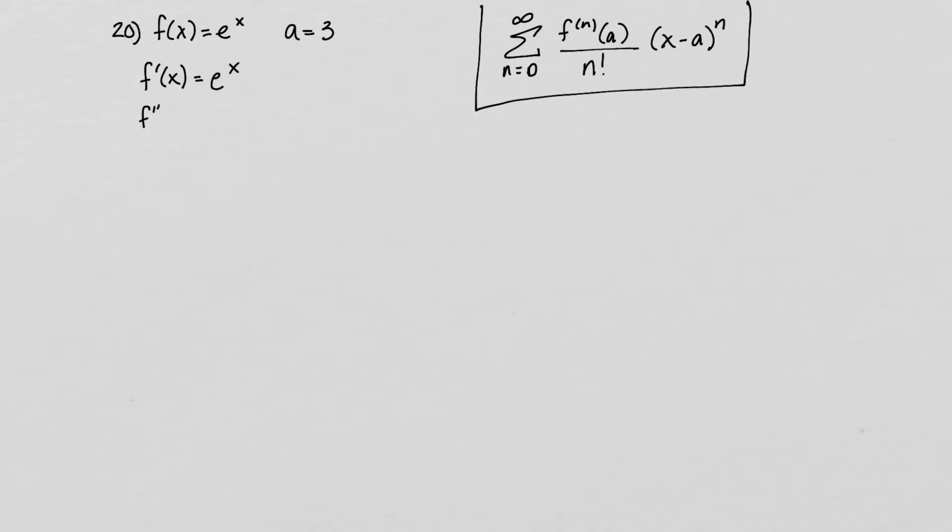What's the second derivative? Yeah, e to the x. As a matter of fact, any of the derivatives would keep being e to the x, right? So the fourth derivative, e to the x. Okay, so can you see a pattern?